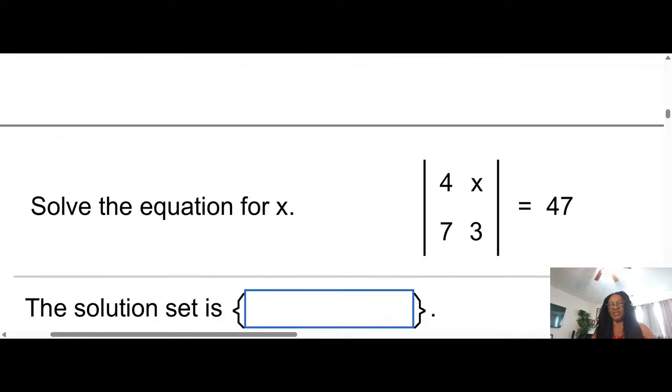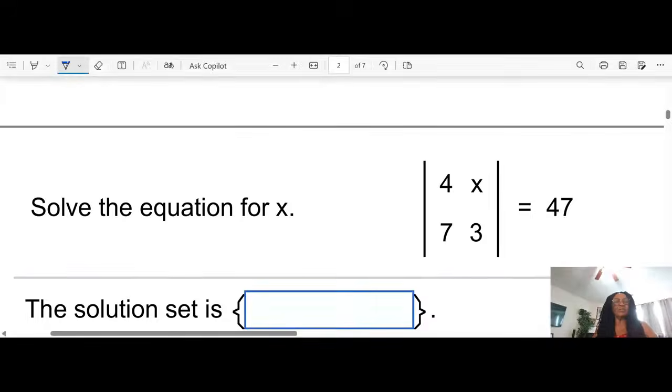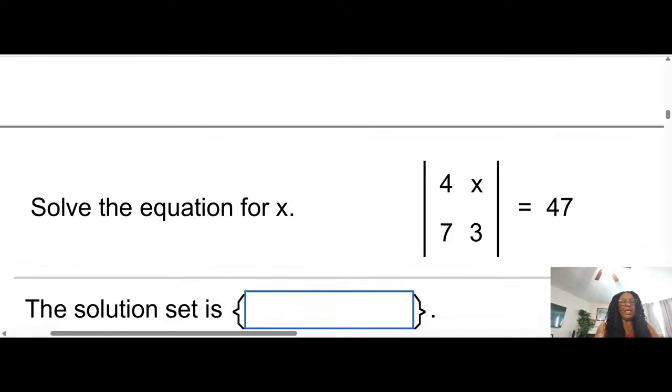We have been given the value of the determinant. So it is 47. But the question is solve for x. And we cannot use our calculator to solve for x. So you have to know how to evaluate the determinant before you solve. Okay, so I'm going to pick up a pen. And the first thing I want to do is evaluate the 2 by 2 determinant.